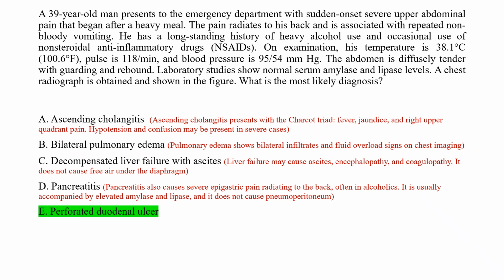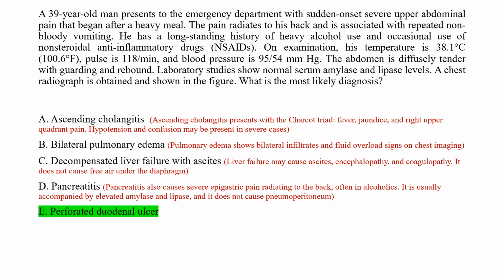Let's have a look at why the other options are incorrect. Option A is incorrect because ascending cholangitis presents with the Charcot triad, which is fever, jaundice, and right upper quadrant pain. Hypotension and confusion may be present in severe cases, but this patient has no jaundice, and cholangitis does not cause pneumoperitoneum, which is air under the diaphragm.